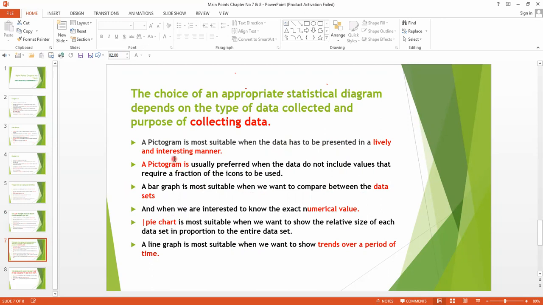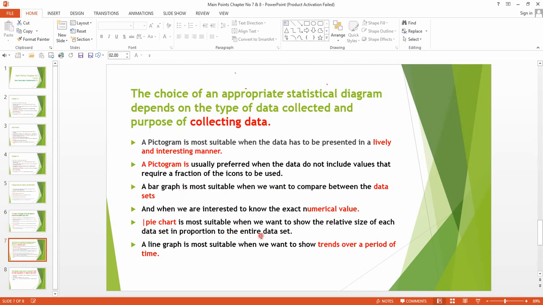A bar graph is most suitable when we want to compare between the data sets. Suppose we want to know the choice of people who love to buy a blue color car or white or black, so all these choices are data sets. So a bar graph is most suitable when we want to compare between the data sets. This one is clear. And when we are interested to know the exact numerical value, then we have to use the bar graph.